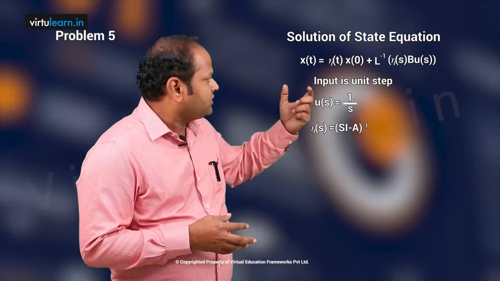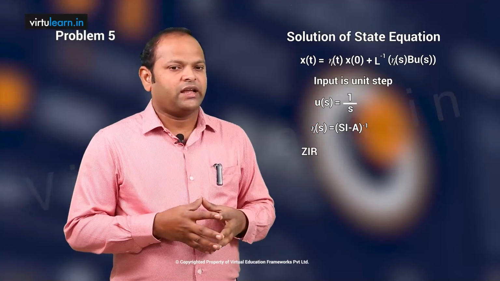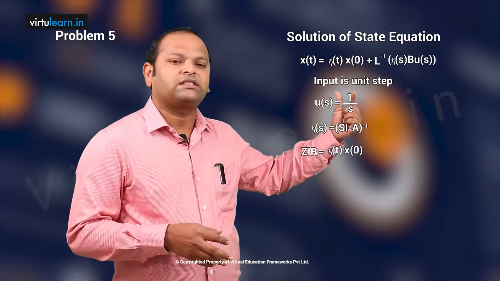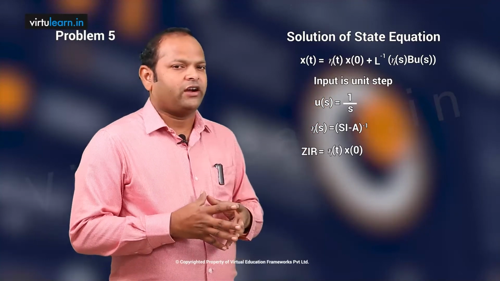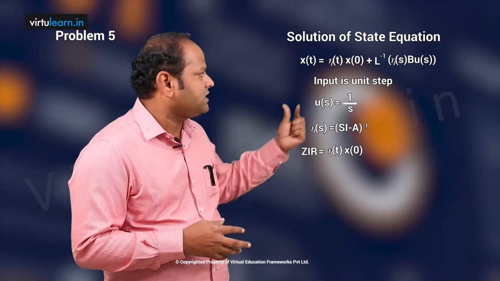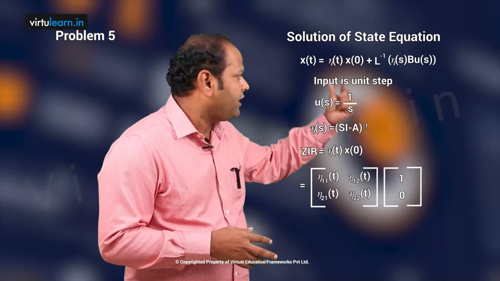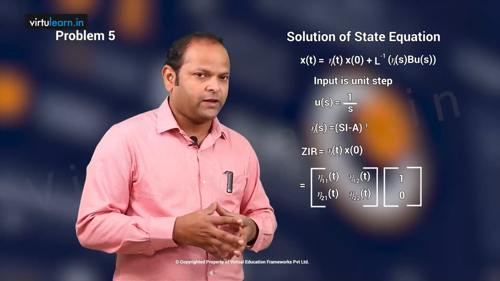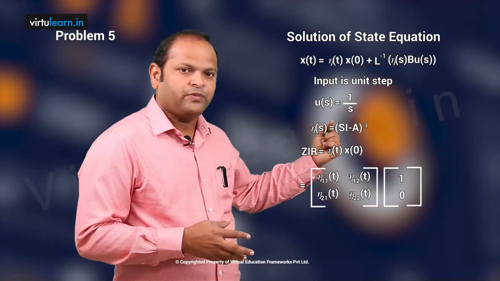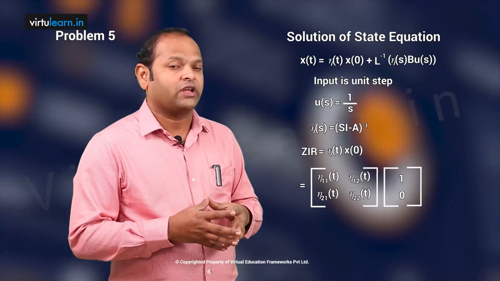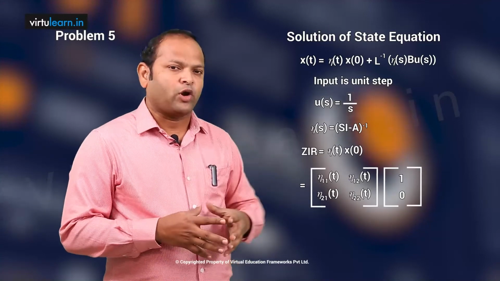Now, first of all we will find what is ZIR. ZIR is your phi of t into x of 0. Instead of writing all phi of t here, I will write phi of t as phi 1 1 of t, phi 1 2 of t, phi 2 1 of t and phi 2 2 of t, and into I have x of 0, which is nothing but 1 0. So we have taken the transpose of the given in the problem.